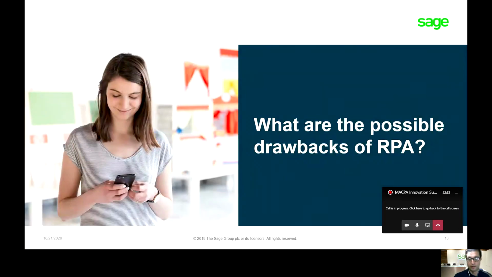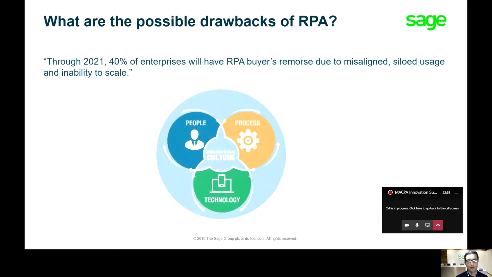Now let's look at some of the fun parts of this. What are the possible drawbacks of RPA? Some of the possible drawbacks of RPA: through 2021, 40% of enterprises will have RPA buyer's remorse due to misaligned, siloed usage and inability to scale. Culture is just as important as technology.